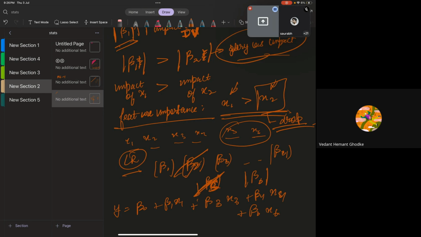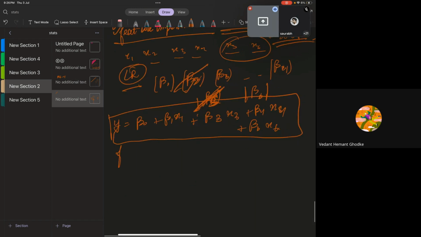I have not taken 2 and 5. And how am I making this decision? With the help of feature importance. And this process is called feature selection.